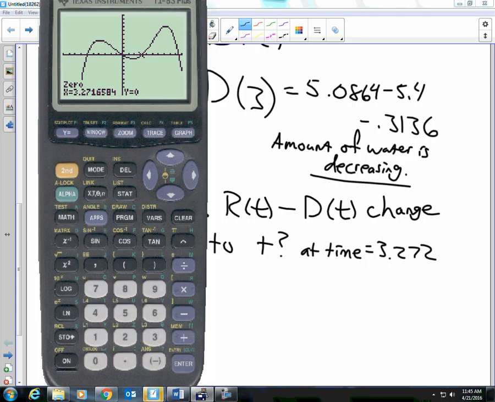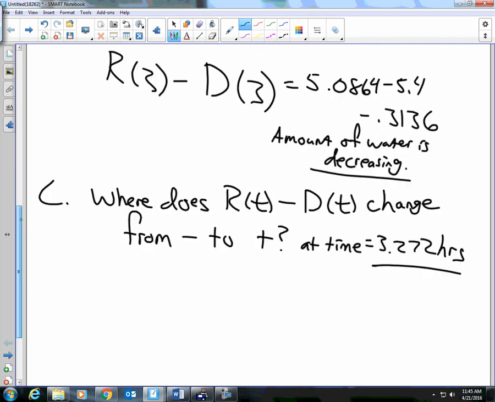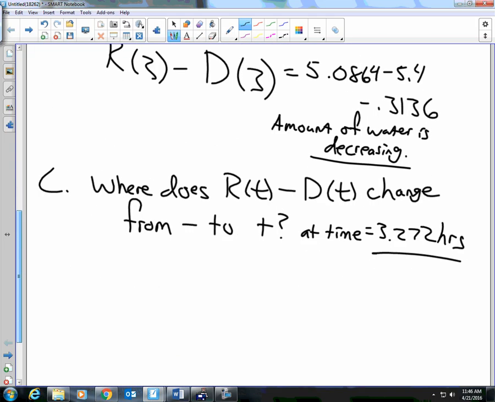And what is the measurement of time in? Hours. Again, this is the rate function. We are given the rate function. We didn't need to take the derivative.